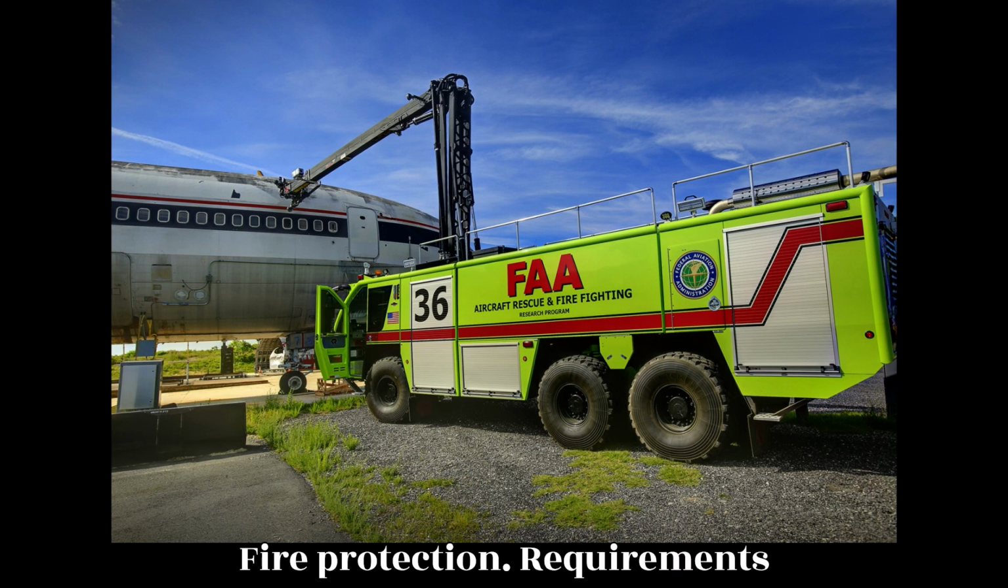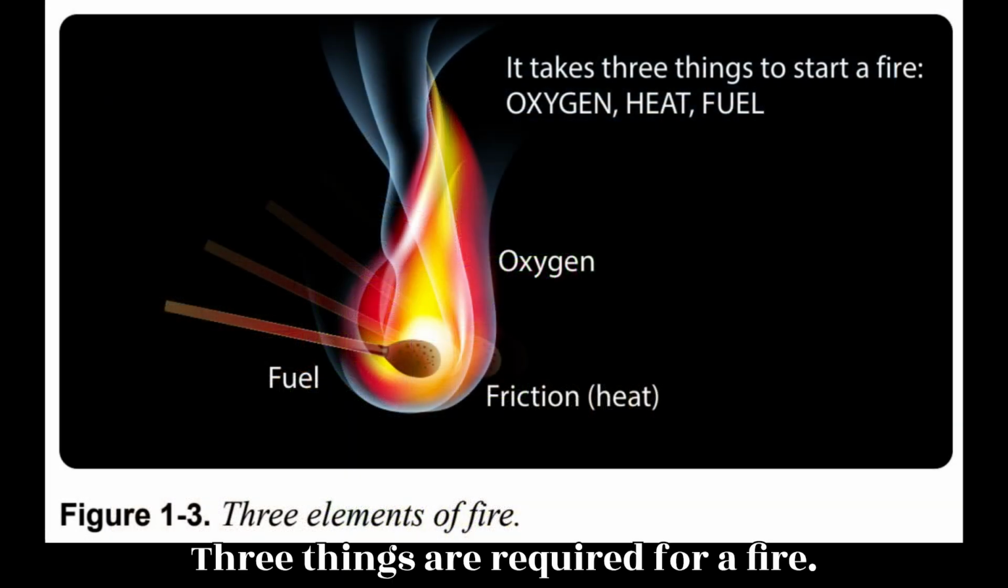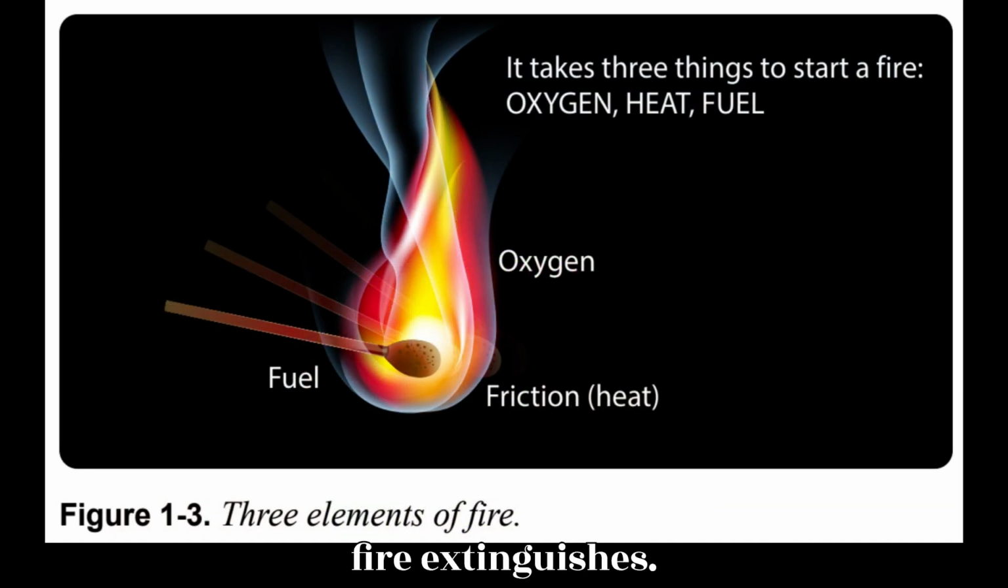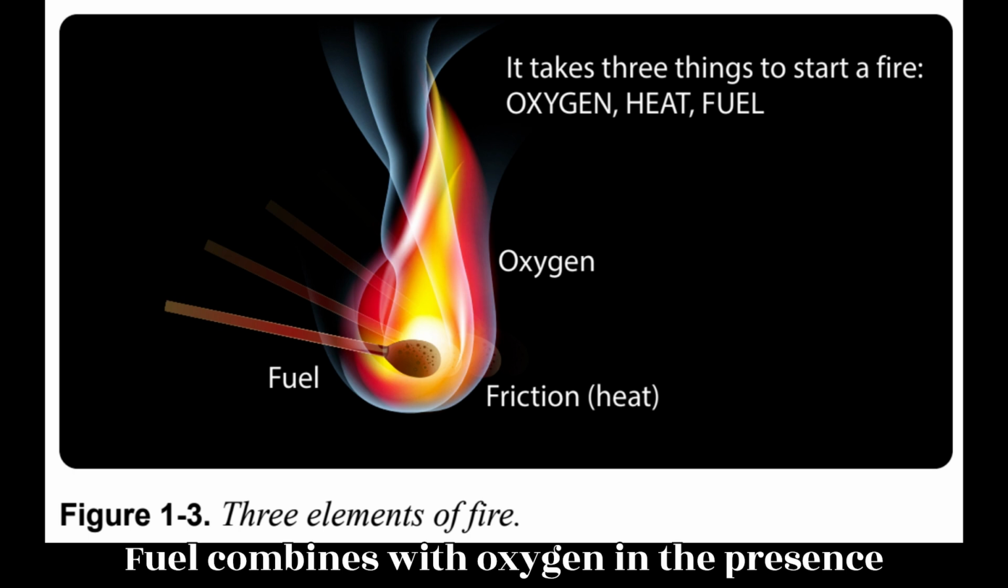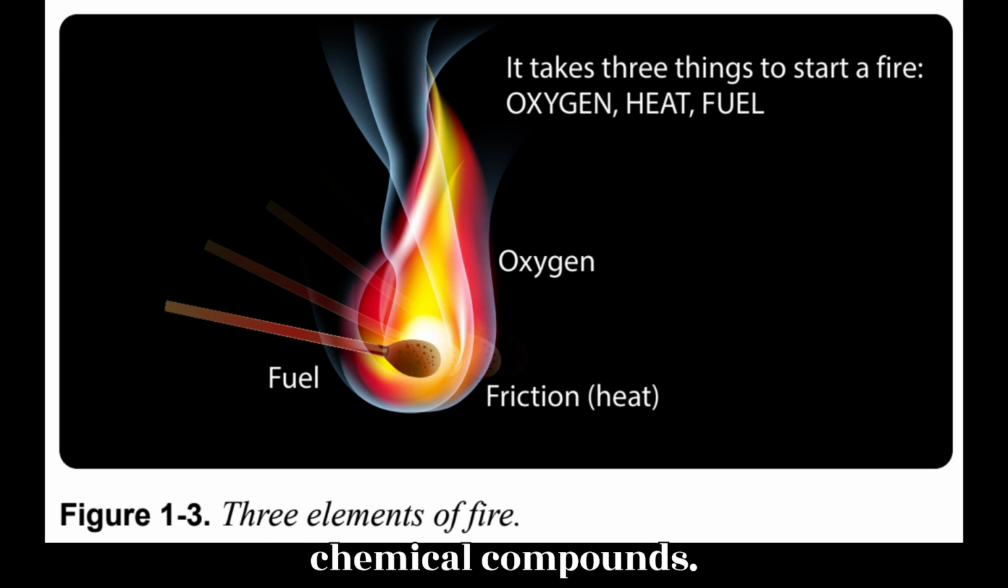Fire protection. Requirements for fire to occur. Three things are required for a fire. Remove any one of these things and the fire extinguishes. 1. Fuel combines with oxygen in the presence of heat, releasing more heat. As a result, it reduces itself to other chemical compounds.